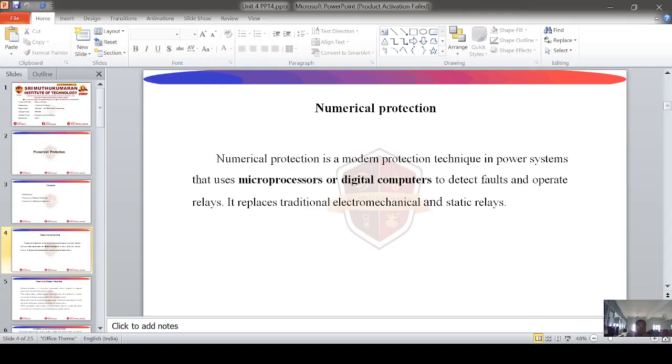Numerical protection is a modern protection technique in power systems that uses microprocessors or digital computers to detect faults and operate relays. It replaces electromechanical and static relays.